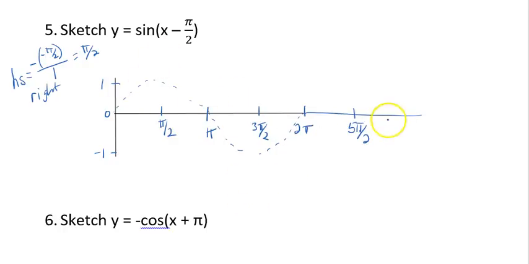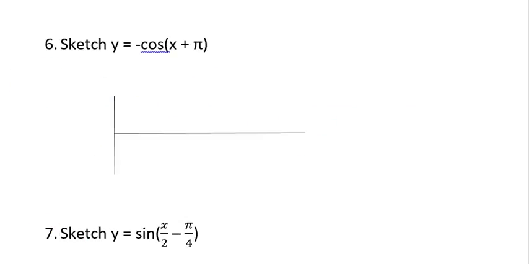And then your whole graph is going to shift right one block. So the point that was at 0 is now going to be at pi over 2. The point that was at pi over 2 is now going to be at pi. The point that was at pi is now going to be at 3 pi over 2. The point that was at 3 pi over 2 is going to be at 2 pi. And the point that was at 2 pi is going to be at 5 pi over 2. So your whole graph has shifted right one block, which is pi over 2 units, the way we have it labeled.